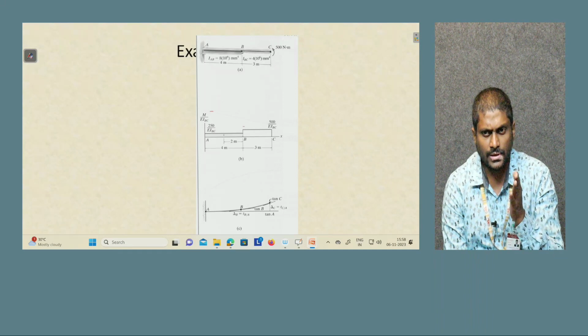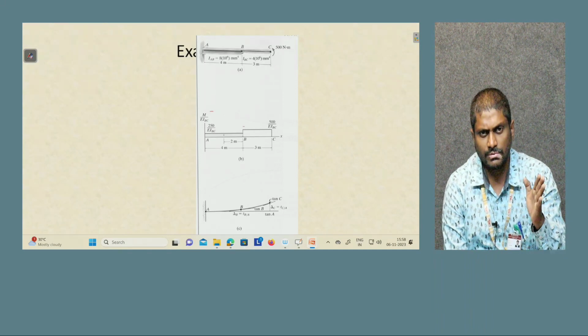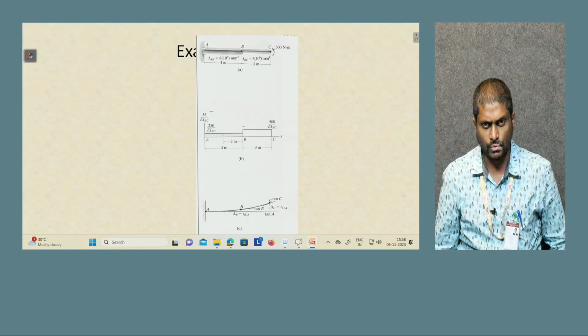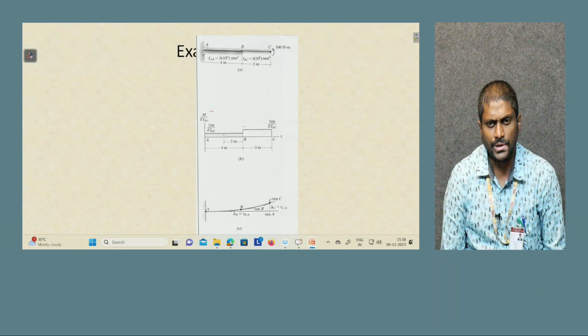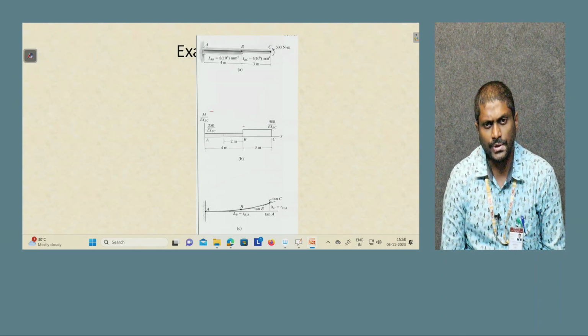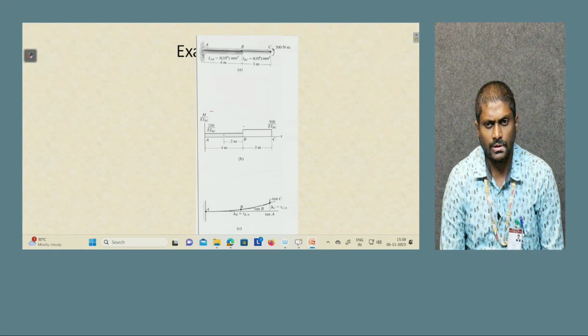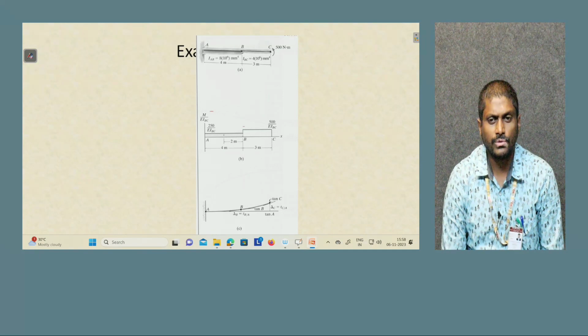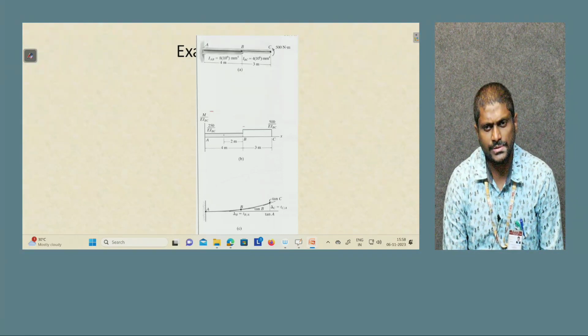Here the main knowledge required is the area of that particular shape and the centroid of that particular shape. For suppose, area of the square you know is B into B, area of the rectangle is L into B, area of the triangle is half into B into H, area of the circle is pi d square by 4, and area of the trapezium is (A plus B) by 2 into H.